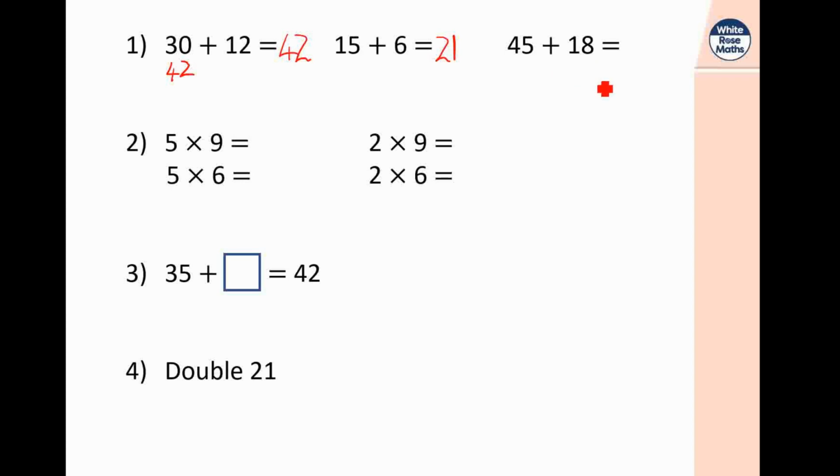45 plus 18. Now, to make this easy, you can do 45 plus 20. What do you get? Well, 0 plus 5 is 5. 4 plus 2 is 6. But we're not adding 20, we're adding 18. So we have to take away 2, which gives us, good, 63.